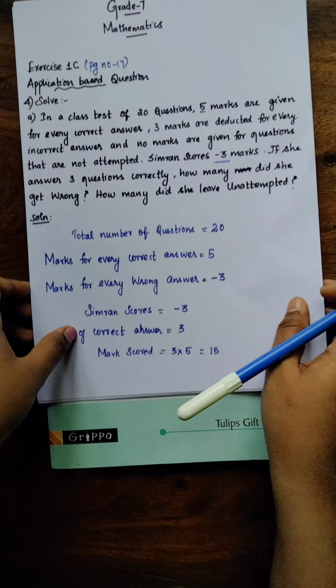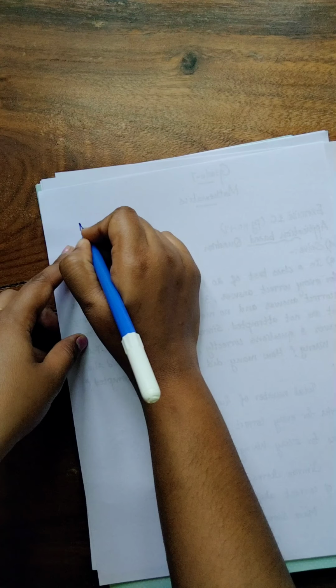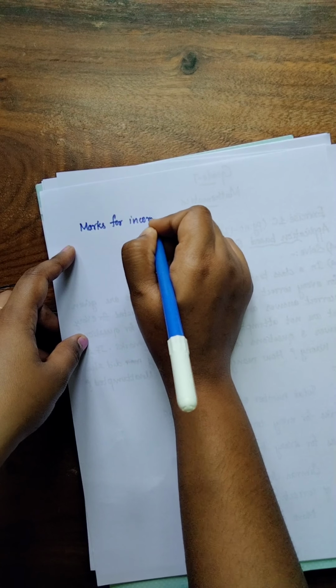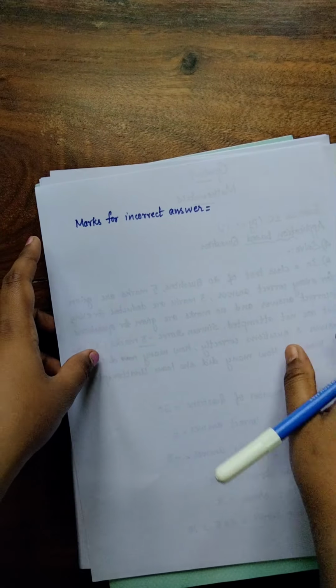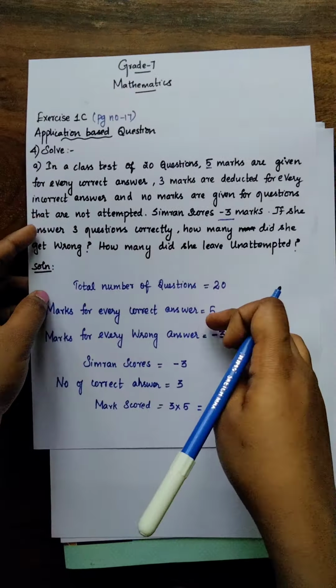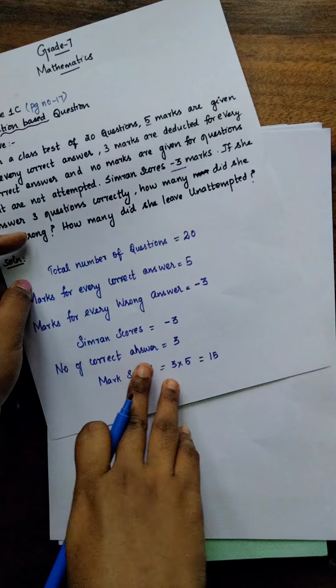Marks scored for incorrect answers. How will you find the marks for incorrect answers? We know the total mark is minus 3 and the mark for correct answers is 15. We are going to subtract the correct answer mark from the total mark. So, what is the total mark now? The total mark is minus 3, right?